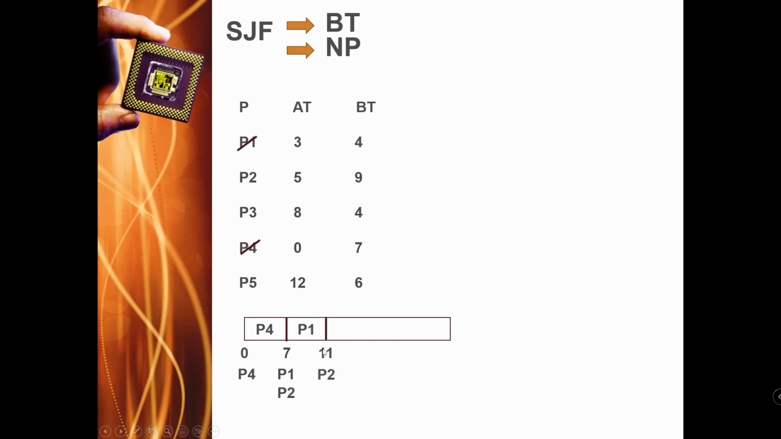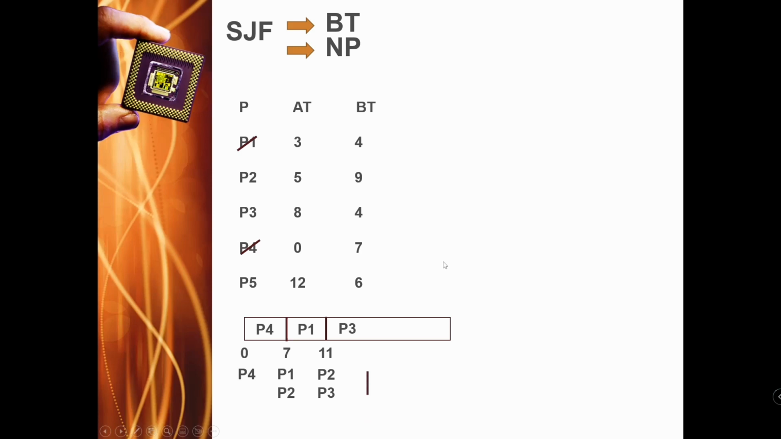So, here makita natin na in the span of 7 to 11, bali pumasok na si process 3. So, ngayon, since nagkasabay ulit si P2 and P3, i-check ulit niya yung burst time. So, kung ano yung pinakamaliit na burst time, siya ulit yung sunod na mapaprocess. So, P2 has a burst time of 9 and P3 has a burst time of 4. So, ang susunod na mapaprocess ni CPU ay si process 3.